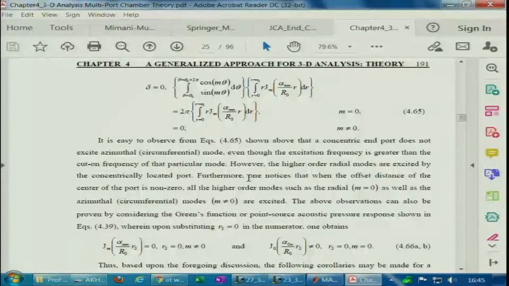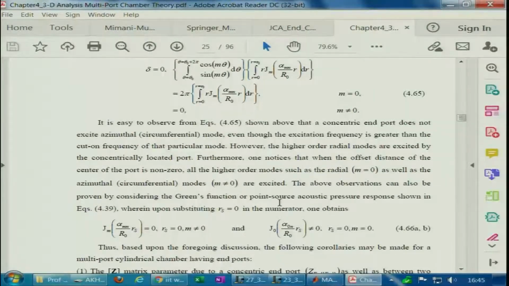All this is possible by analytical formulations, and finite elements we can obviously validate. So, that is what I am saying: J m of alpha m n R naught into R s is 0 if R s is 0 and m is not equal to 0, and it is not equal to 0 for the 0th order Bessel function, that is the purely radial modes.